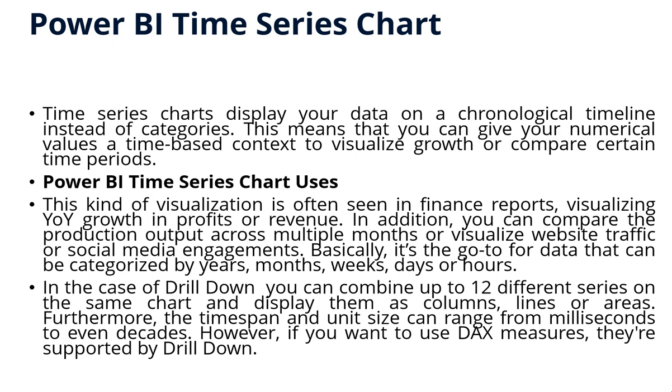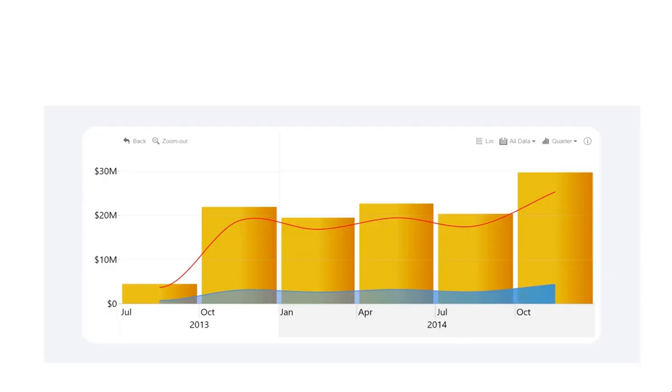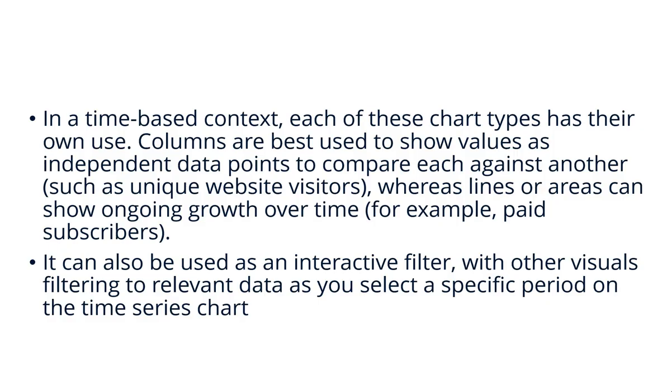If you want to use DAX measures, they are supported by drill down. So, this is the kind of chart we will get for different months from July, October, January for the year 2013 and a few months from 2014. In a time-based context, each of these chart types has its own use. Columns are best used to show values as independent data points to compare each against the other, whereas lines or areas can show ongoing growth over time.